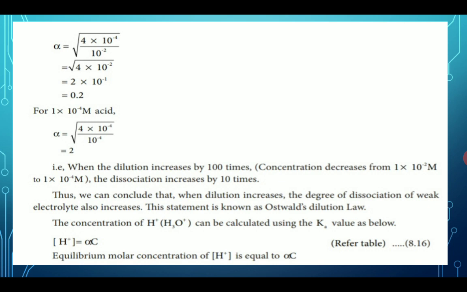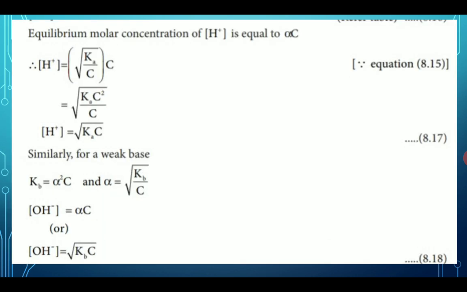This is the statement. So the concentration of H plus and H3O plus can be calculated using Ka values as follows. Hydrogen ion concentration is equal to alpha into C. So the equilibrium molar concentration of H plus is equal to alpha into C. Substituting these values in equation number 8.15, we get square root of Ka by C into C. So the numerator square root C and the denominator C will get cancelled. Finally we get hydrogen ion concentration is equal to square root of KaC.